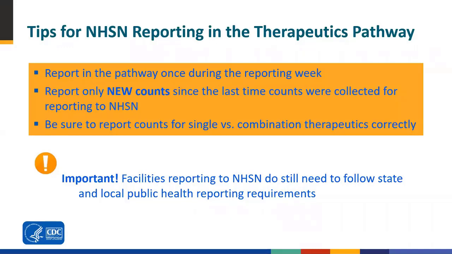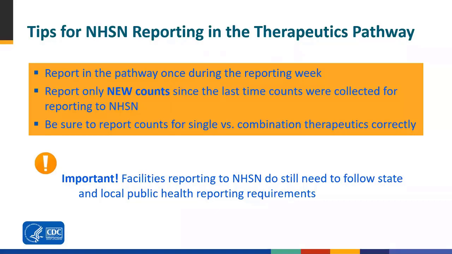So for the therapeutics pathway, you will only need to report once a week. The counts for residents who received a therapeutic must only include residents newly receiving a therapeutic during the reporting week. So in other words, only the new counts since the last date therapeutic counts were collected for reporting to NHSN. Do not include cumulative counts from previously reported weeks.